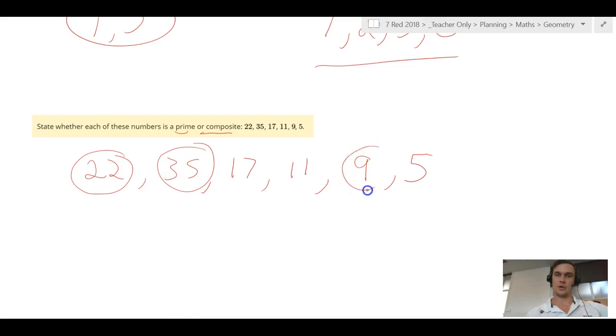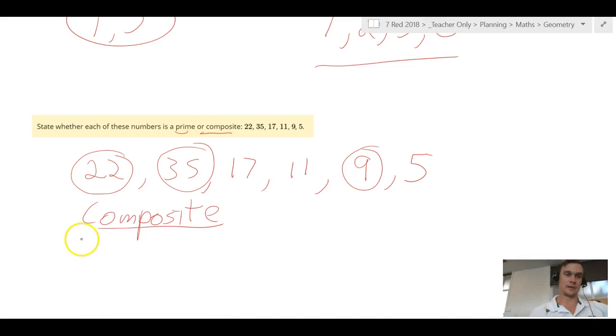And over here I have 9. Now I know that 9 is divisible by 3, so each of these numbers is going to be composite because, using my divisibility rules, I know that these will be divisible by another number other than 1 and itself. So the composite numbers in here will be 22, 35, and 9.